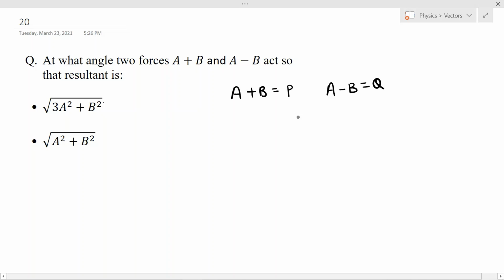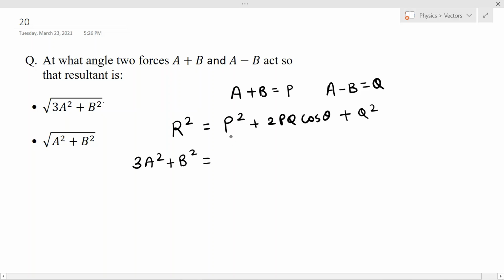So what we will do now is, we know the parallelogram law of vector addition, and so the resultant is given as R square is equal to P square plus 2PQ cos theta, where theta is the angle between the two forces A plus B and A minus B, plus Q square. So let's substitute R square from here. So R square is 3A square plus B square. This equals P square. So P is A plus B.